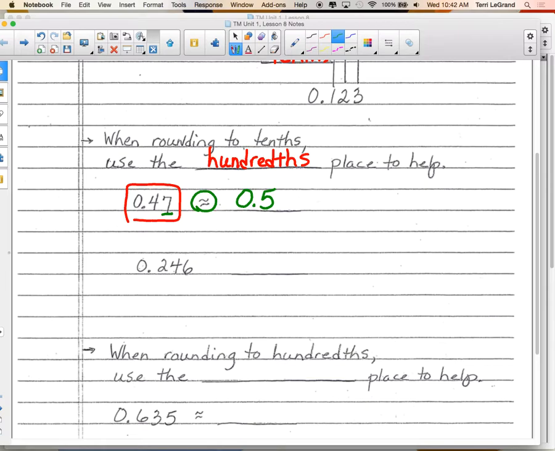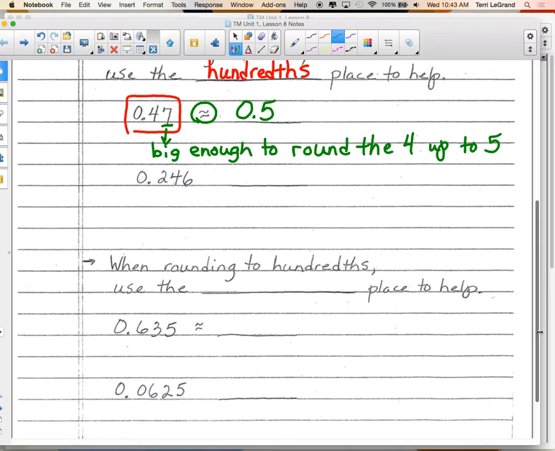So in your notes, I want us to make a little note about why we decided to make that. We're going to say underline that 7, a little arrow down, big enough to round the 4 up to 5. Okay? So in our notes, let's have our reasoning behind why we said it would be approximately 0 and 5 tenths.